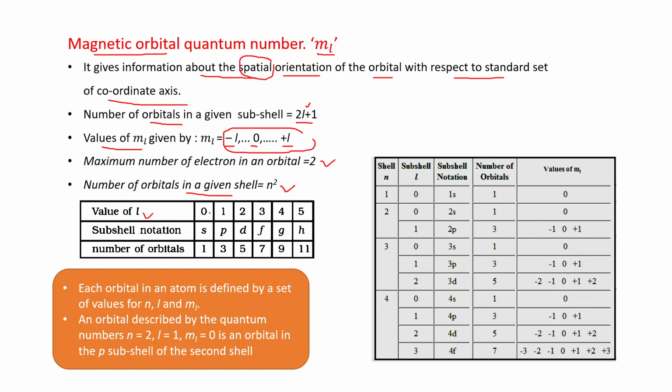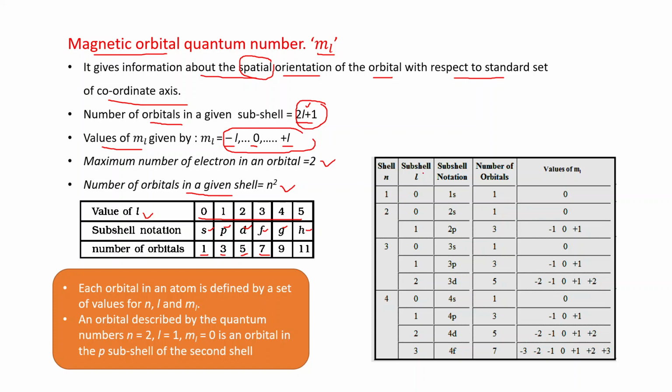The value of l, that is the subshell. These are the values of the subshell, and the notations of these subshells are: for 0, this is s, for 1, this is p, then d, f, g and h. The number of orbitals we can find out from the formula 2l plus 1. If we put l equal to 0, the number of orbitals in the s subshell is 1. In p, l is equal to 1, 2 into 1 plus 1, that is 3. 3 orbitals are present in the p subshell. The same way, 5 orbitals are present in the d subshell, 7 orbitals are present in the f subshell, and so on.